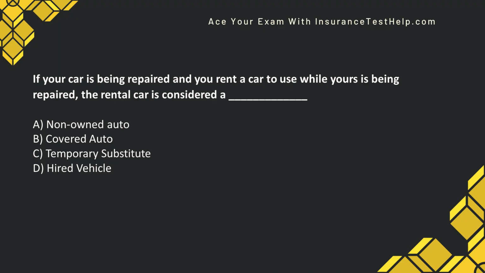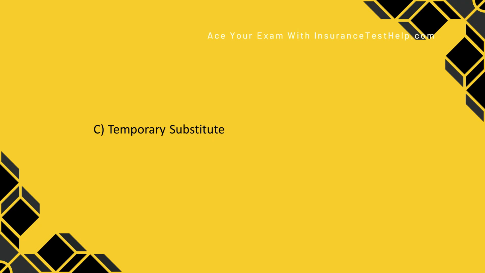If your car is being repaired and you rent a car to use while yours is being repaired, the rental car is considered A, a non-owned auto, B, a covered auto, C, a temporary substitute, or D, a hired vehicle. It's going to be C, a temporary substitute. This question may or may not be on the exam, but there will be a question about knowing the differences between a temporary auto, a non-owned auto, or a hired vehicle. So just make sure you brush up on all of those and know all the differences.